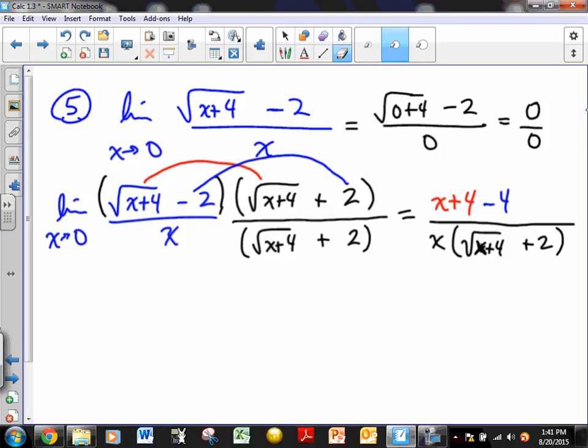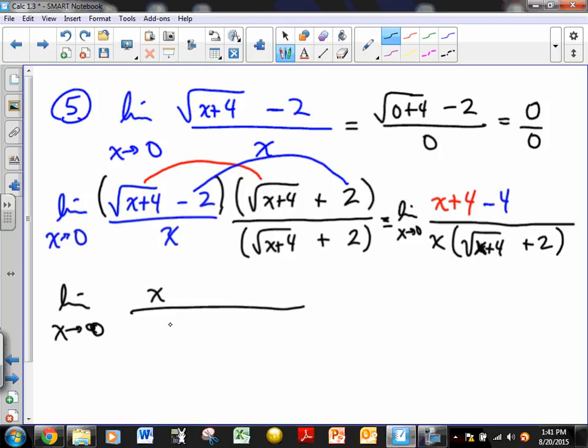Okay. Now I've made a mistake here. I've missed something. I haven't done my substitution yet, so I need to make sure I keep writing, in order to keep it equal, this is still the limit as x approaches 0. Now I want to simplify anything I can here. Well, I've got x on top and plus 4 and minus 4. Those are opposite, so they cancel out. So I still have x on top over that denominator, x times radical x plus 4 plus 2.